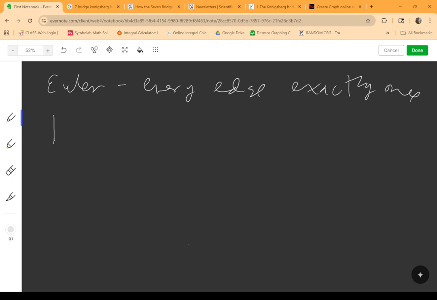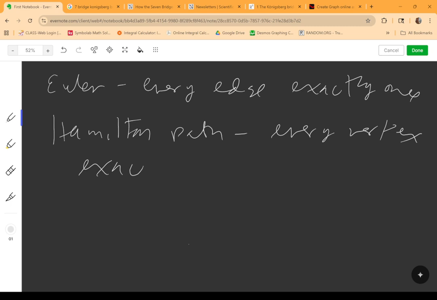Now a Hamilton path is every vertex exactly once. Now this is a completely different problem than the Euler trail problem or Euler circuit problem. So Hamilton path, every vertex exactly once.